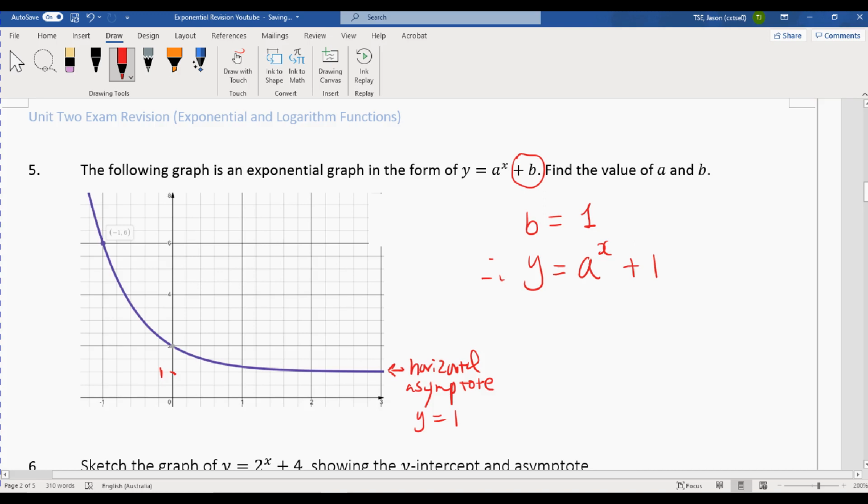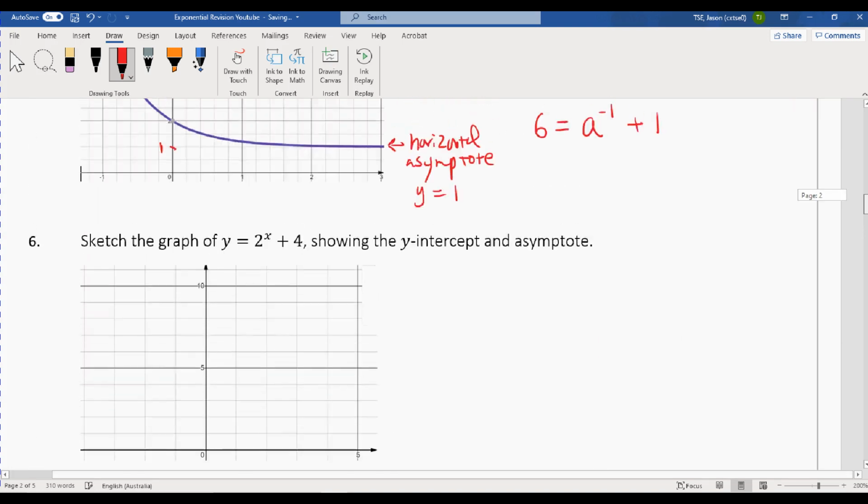So what kind of point are we going to use? Last time we tried to use the y-intercept, but it doesn't work, right? So this time we know that if you try to use the y-intercept, x becomes 0, then a to the power 0 becomes 1. So no matter what value of a it is, it's not going to work. So let's use this point. x equals minus 1, y equals 6. Let's see what happens. So I put y equals 6, a to the power minus 1, plus 1.